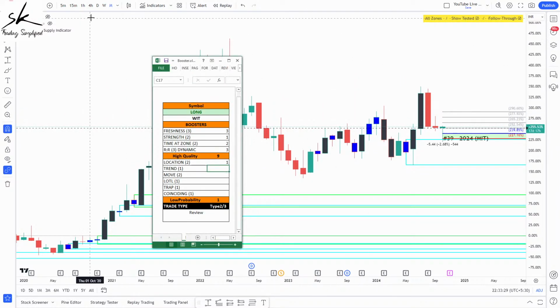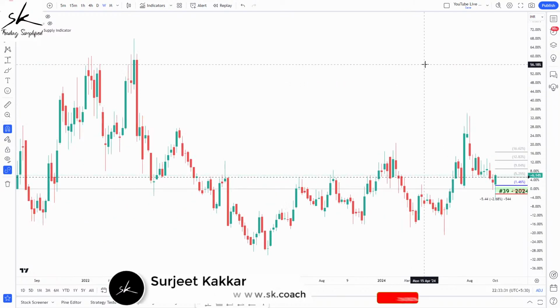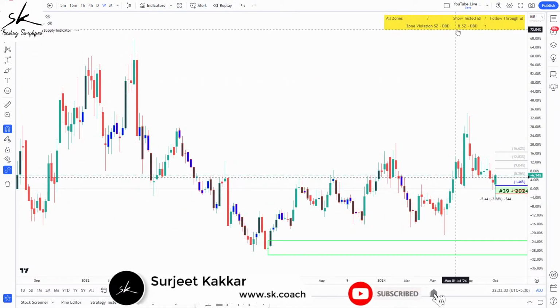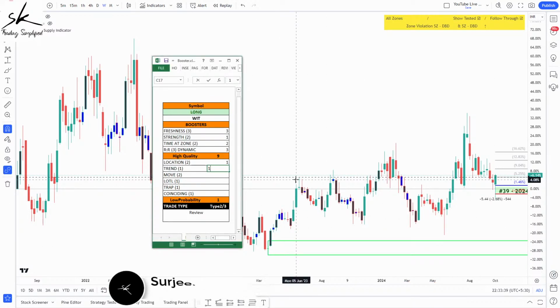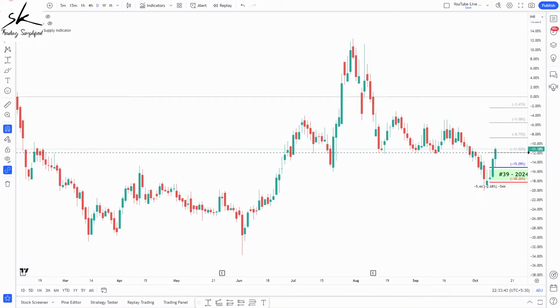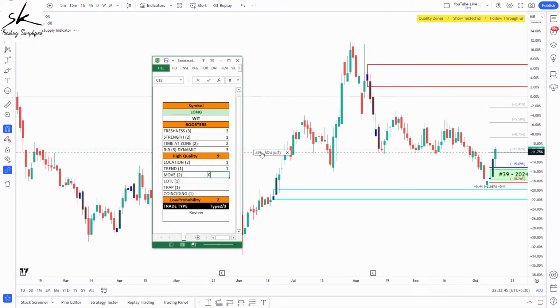Now talking about trend, if I go to the weekly time frame, the indicator will automatically do the trend analysis for us, and you can see it is telling us we have 2 supplies violation, which makes it an uptrend for us. We'll give it a score of 1. Move from the zone, we need at least 4:1, which has not yet happened. So currently it's a score of 0, but if the prices move up first and then start coming back, this can upgrade to a score of 2.